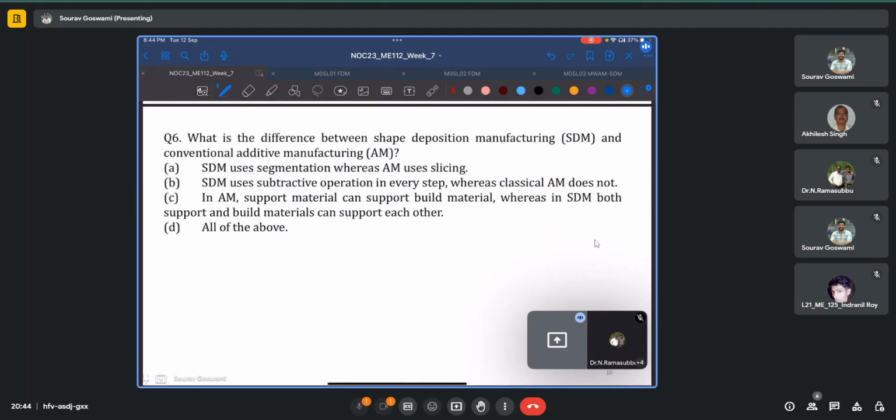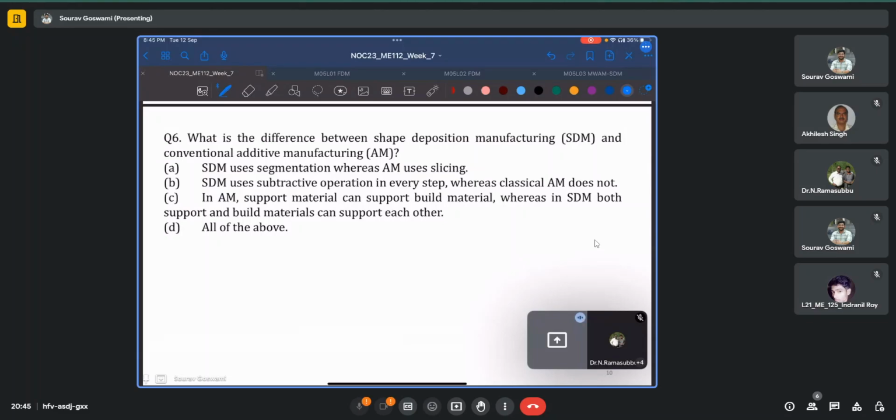Now, one of the processes which was slightly unconventional and innovative that was discussed was shape deposition modeling or shape deposition manufacturing. And we saw that it was different from the conventional AM process in various ways. And we are asked to choose which are the ways in which it was different.